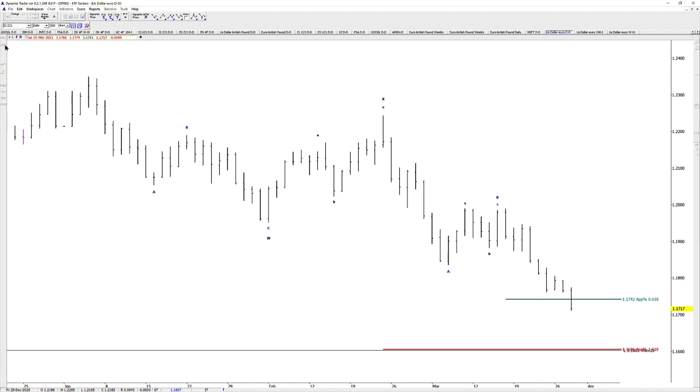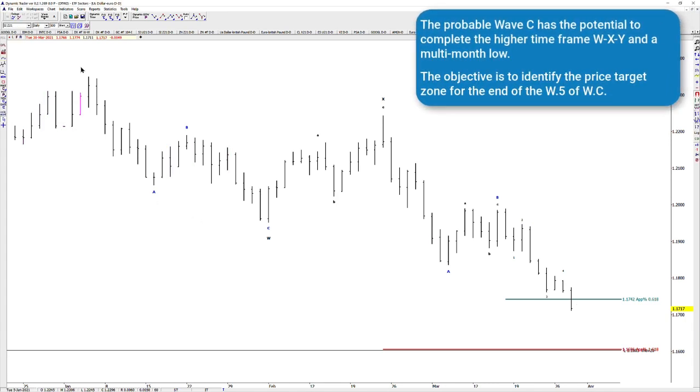I could look at this and say probable 1, 2, probable 3, 4. If that's the case, we should be within a bar or two of completing this 5-wave decline, which should complete the much higher time frame double 3 correction going all the way back about 4 months ago. So let's see if we can identify the price target for the end of wave 5.